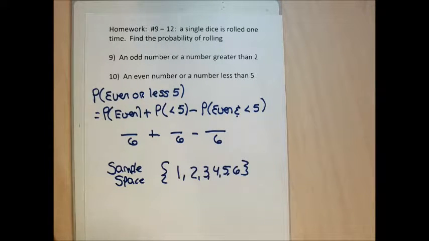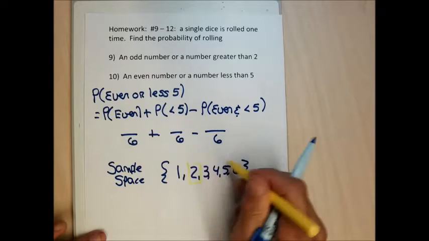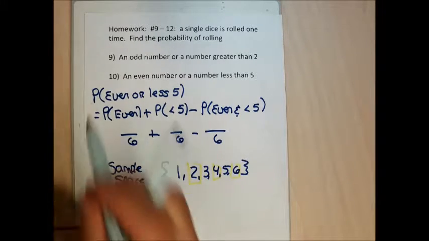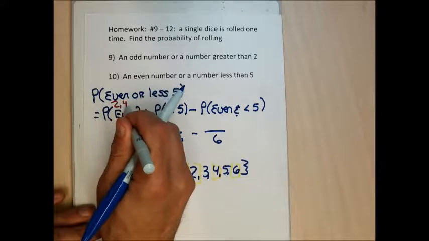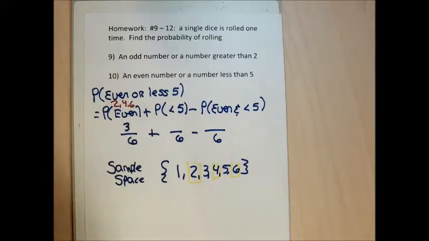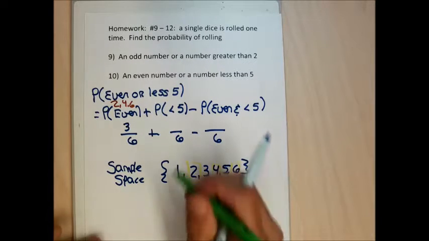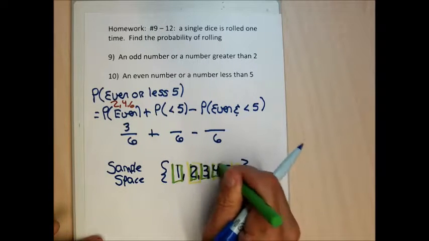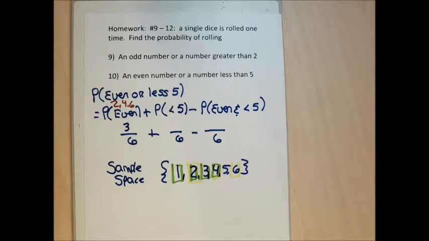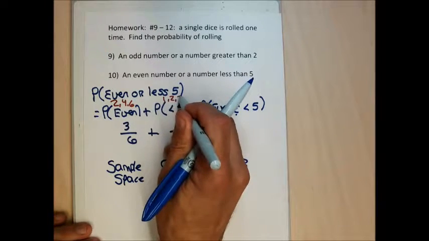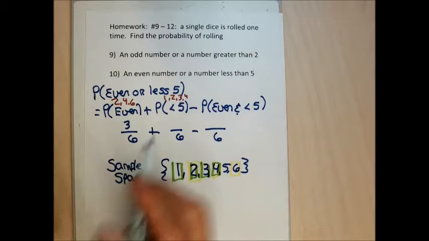The first fraction is going to have a 3 in the numerator because in this sample space there are 3 of the numbers that are even, 2, 4, and 6. The second fraction is going to have a 4 in the numerator because there's 4 numbers that are less than 5. Less than but not equal to.